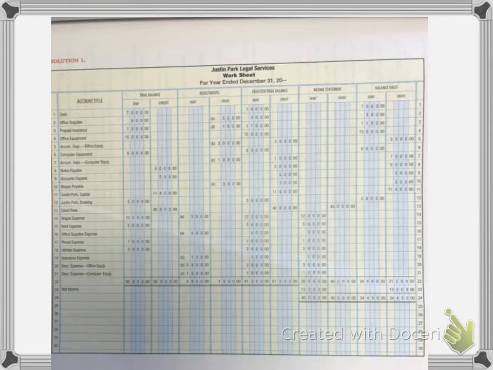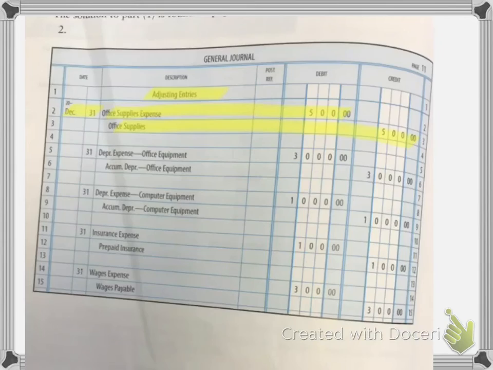Entry B was a debit to depreciation expense of $3,000 and a credit to accumulated depreciation expense office equipment $3,000. So we go to our general journal and we journalize that entry. Debit to depreciation expense office equipment $3,000, credit to accumulated depreciation office equipment $3,000, and so forth. So this is entry A, B, C, and D. That's just the easiest way to make sure that you get them all. They're all dated the last day of the period.